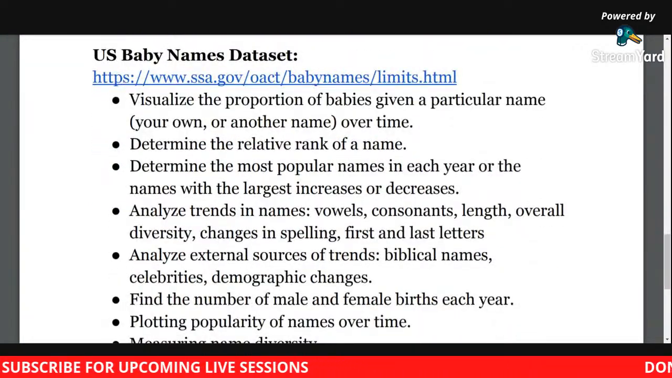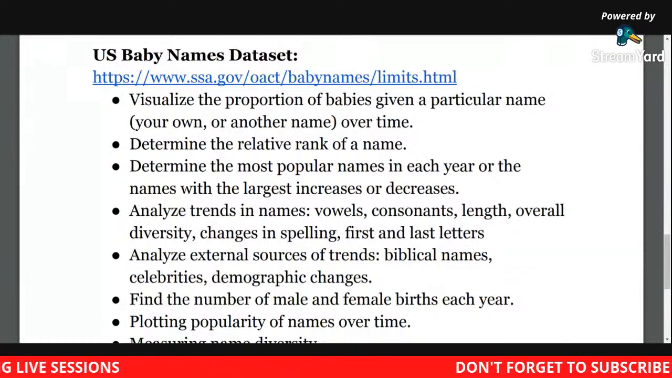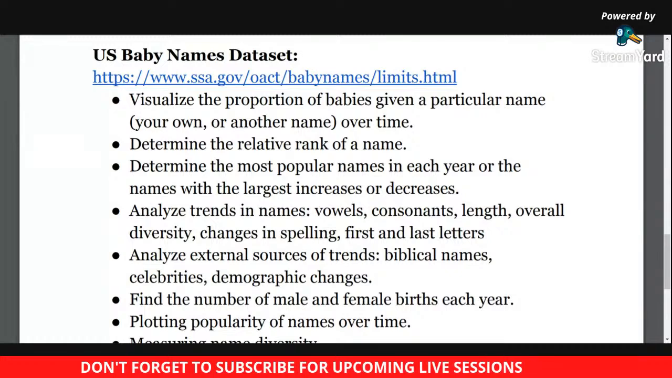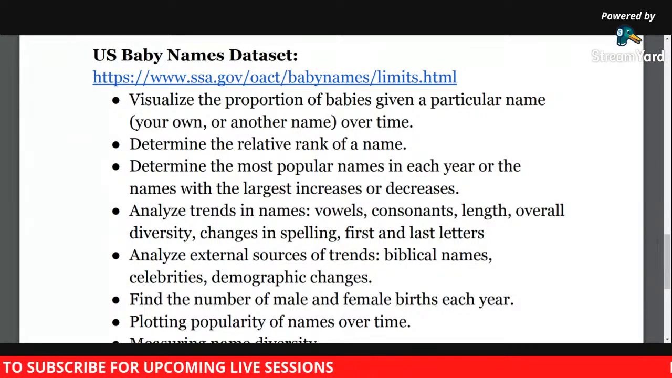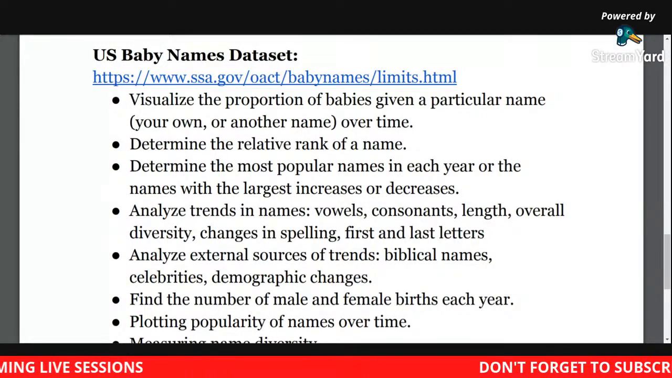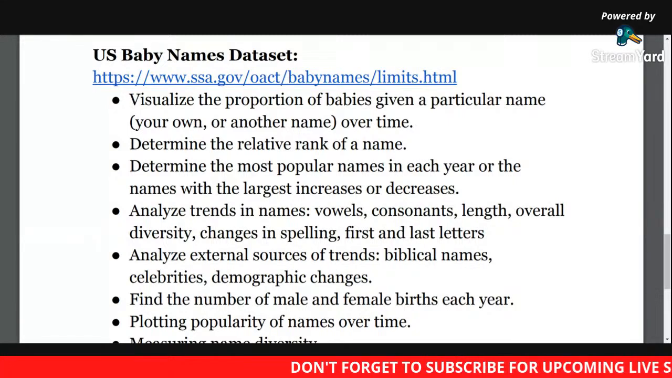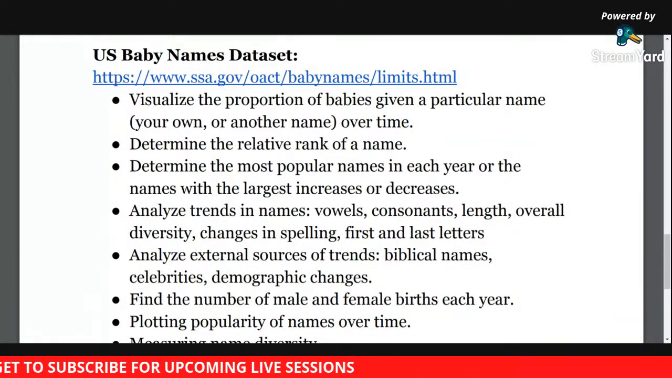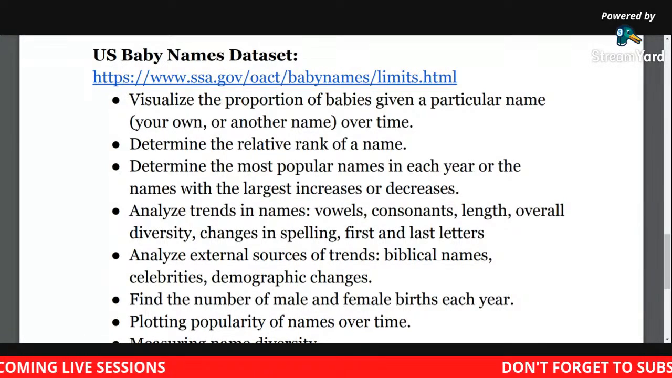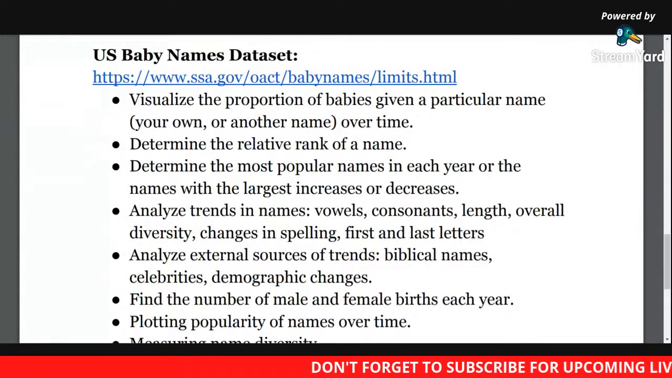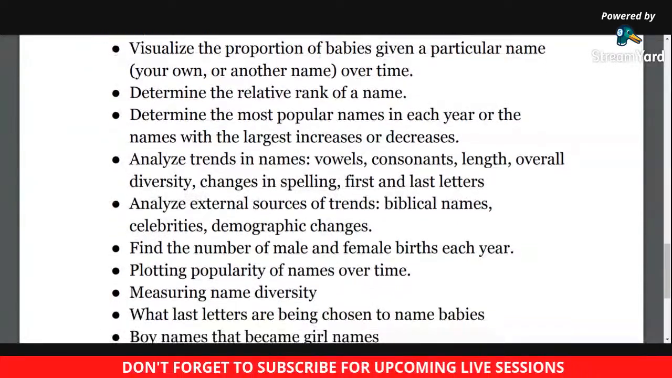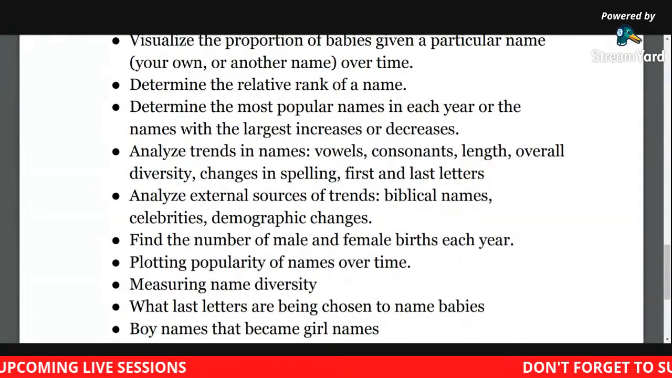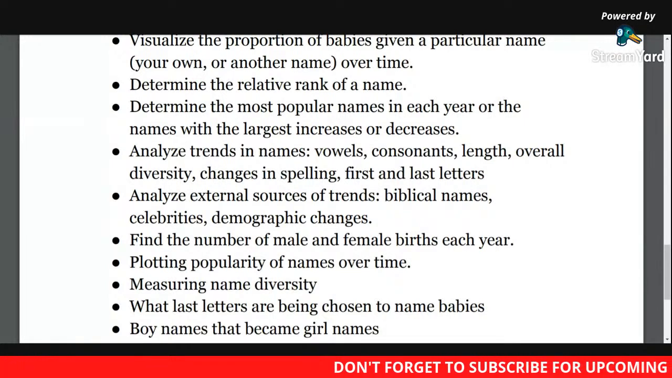So what you can do is visualize a proportion of babies. This data set has information about what kind of names were used for babies, in which year, and what was the gender of that particular person. So you can visualize, given a particular name, how the count of babies with this name changed over time. Then you can determine the rank of this. Then you can also determine the most popular names in each year, which had the largest increase or decrease. Then you can analyze trends in the names.